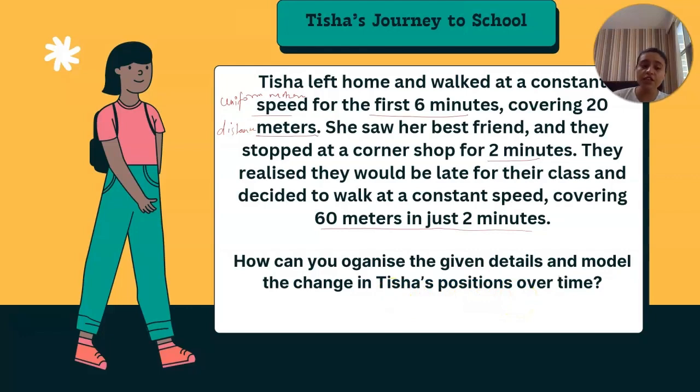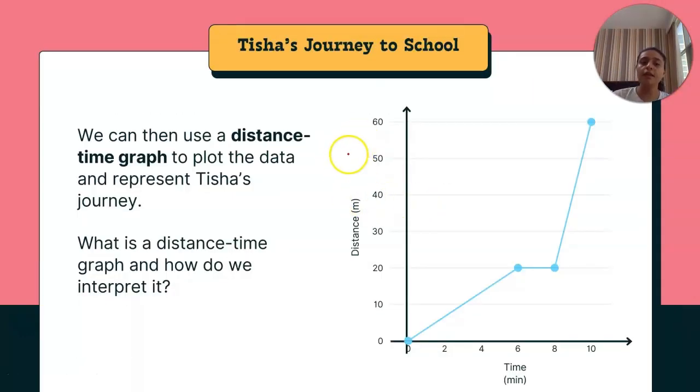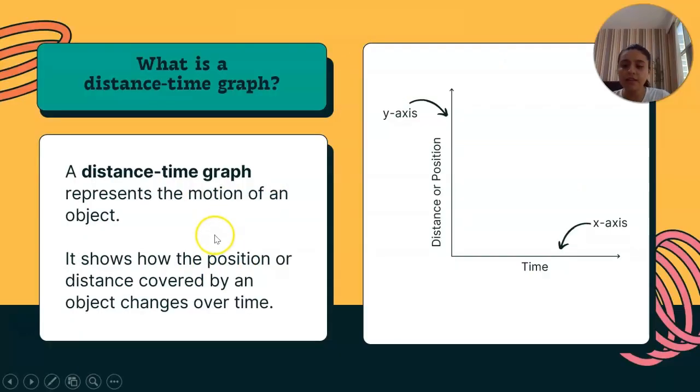So we are going to interpret this as a graph. We can use the distance time graph. So here is the y-axis and this is known as the x-axis. Here we can use a distance time graph to plot the data.